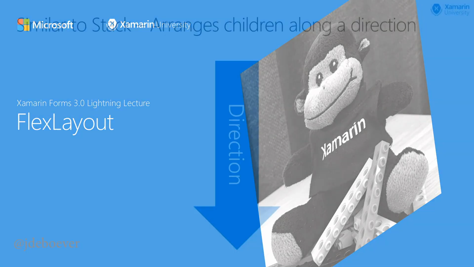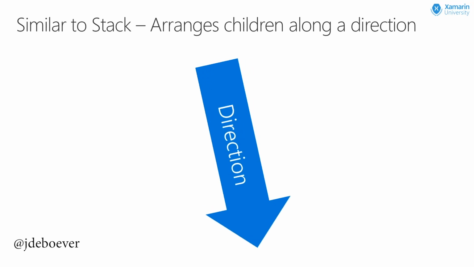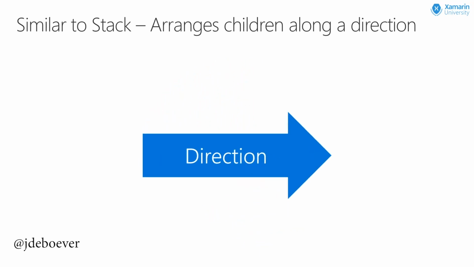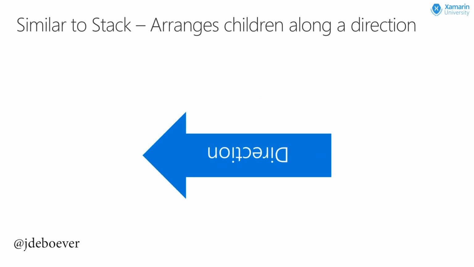All right, so I said that things start off similar to a stack layout. And that's true. We have a layout that's going to arrange the children, say buttons and labels and things like that, either from top to bottom or from left to right. Or wait, that's what a stack layout does. But with our flex layout, we can also go bottom to top or right to left. We have row reverse and column reverse as well.